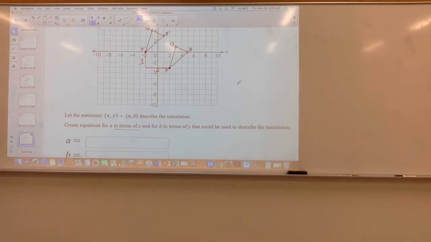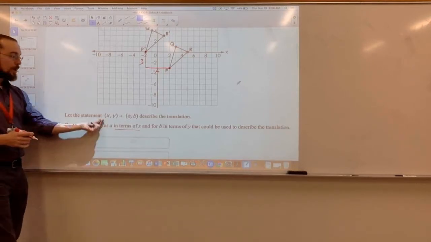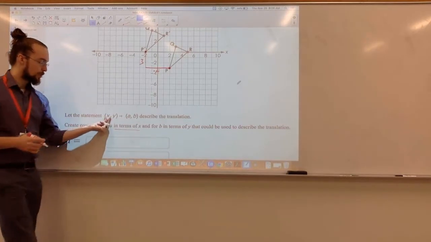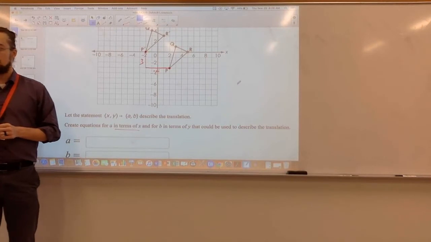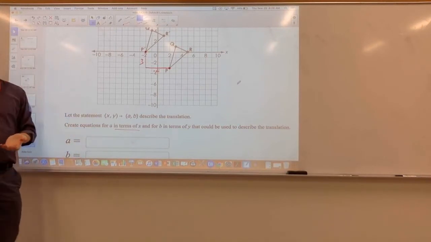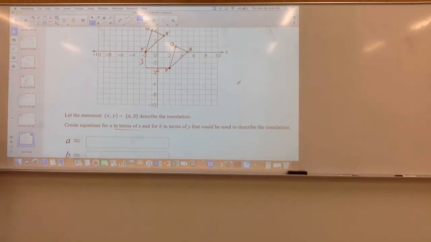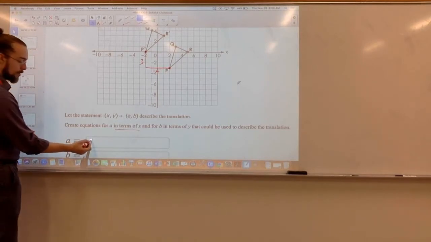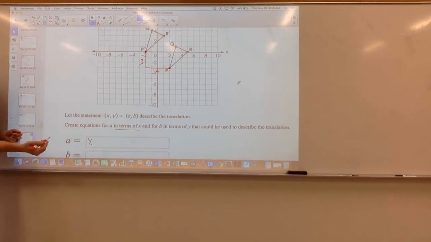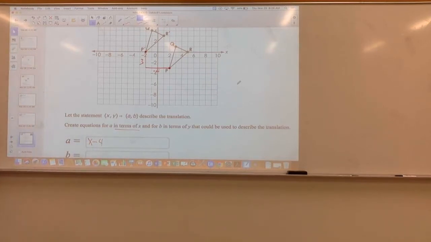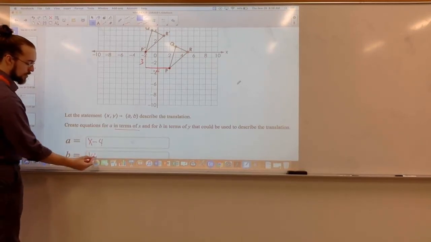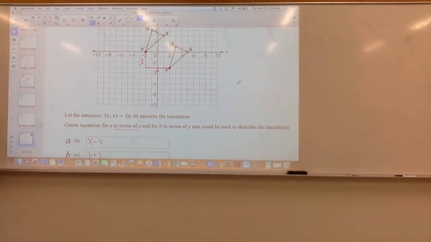So we're saying my new a coordinate, so what am I doing to this x coordinate to get my new a coordinate? Subtracting 4, exactly. So the way that we want to write that, I'm taking my old x coordinate and subtracting 4. And for y we're adding 3. Exactly. So I would write that as y plus 3.